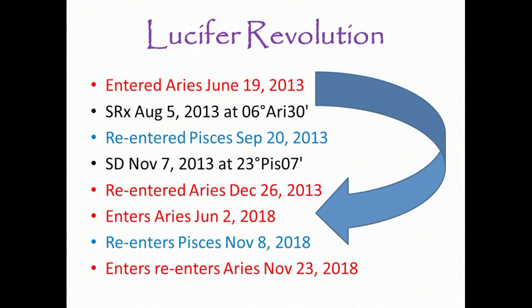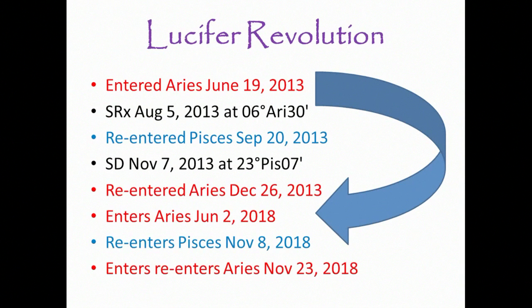Now, here's the current Lucifer cycle. It actually entered into Aries back on June 19th of 2013. It went retrograde August 5th at 6.5 degrees Aries. It re-entered back to Pisces September 20th. It went direct November 7th at 23 Pisces. Went back into Aries December 26th, just after Christmas last year. We're almost a month now with Lucifer back into Aries.